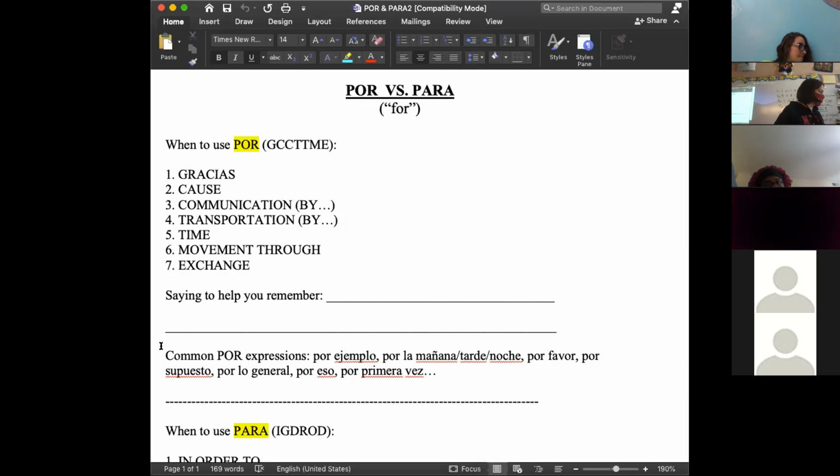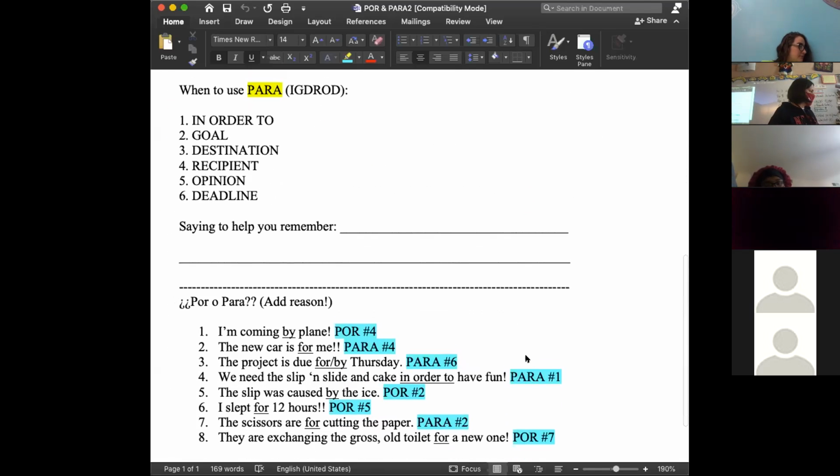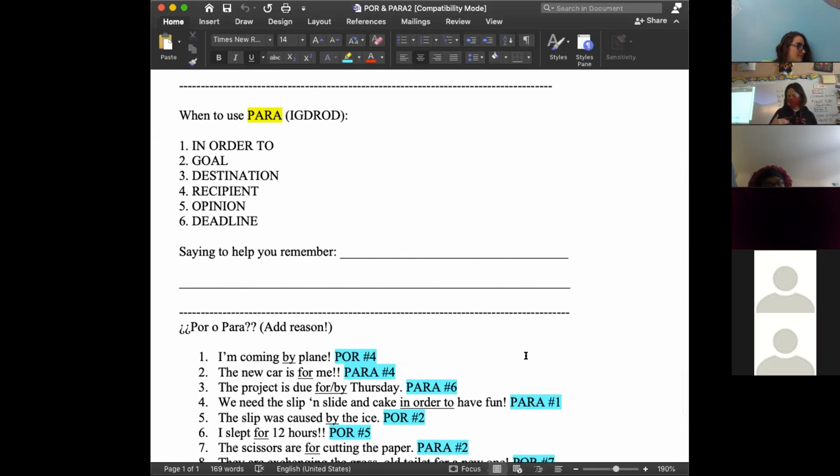All right, so now let's go down and look at para. We're going to do the same thing. My little phrase was, I go drop Reese's off daily. I is for in order to, right? Go is for your goal. I go drop is for destination. This is the one where I'm stopping by your house, but I'm going to the party. Para la fiesta. Reese's is for recipient, like, oh, it's for me.